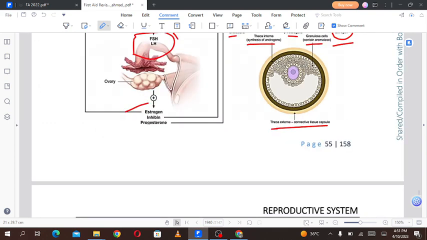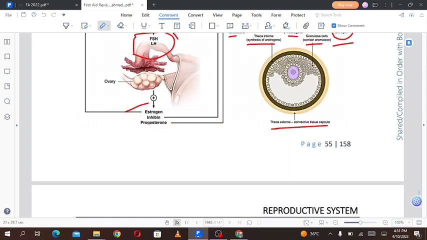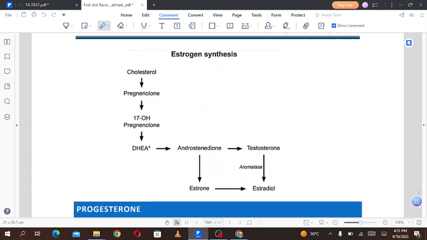Moving forward, estrogen receptors expressed in the cytoplasm translocate to the nucleus and bind to the estrogen. Now we have estrogen synthesis. Cholesterol will be converted to pregnenolone, pregnenolone into 17-hydroxypregnenolone, and then DHEA, dehydroepiandrosterone, which will be converted into androstenedione. Androstenedione can be converted into testosterone, which by the effect of aromatase will be converted into estradiol, and androstenedione can also directly convert into estrone, then estradiol.